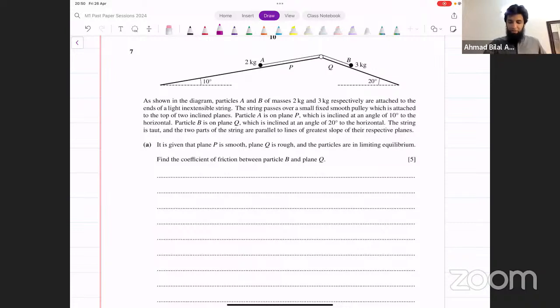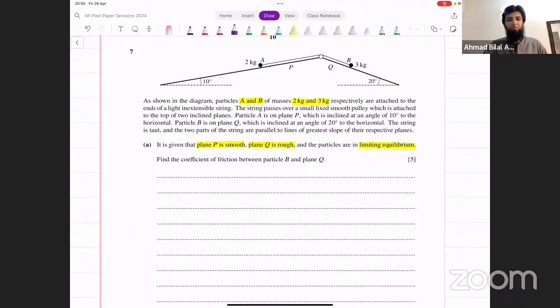So now we have another inclined plane. There are 2 inclined planes, one on the left side, one on the right side. There are 2 particles, A and B. Their masses are given. Light inextensible string with small pulley. The string is divided into 2 parts. So it's just a description of that diagram. There's nothing new that's written here. It says it's given that plane P is smooth, plane Q is rough, and the particles are in limiting equilibrium.